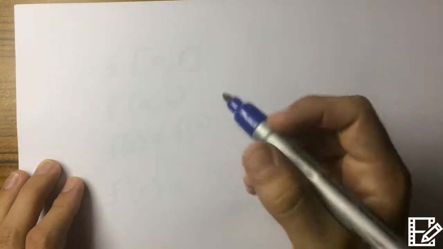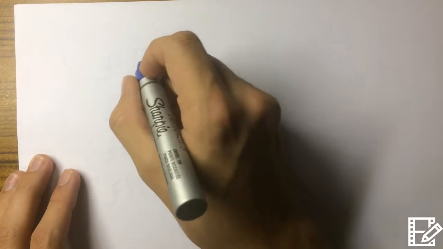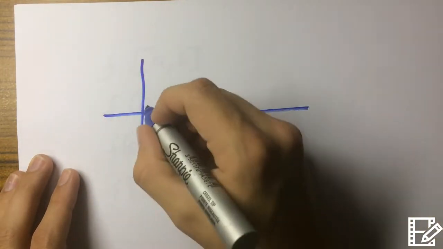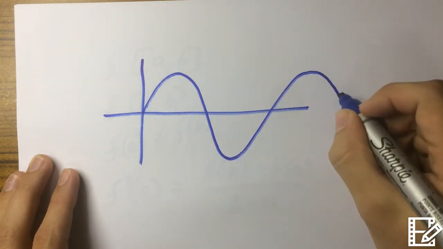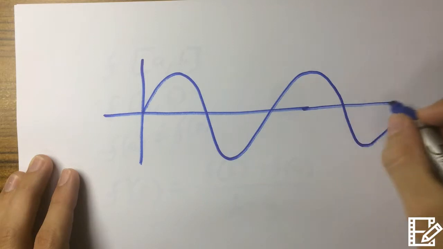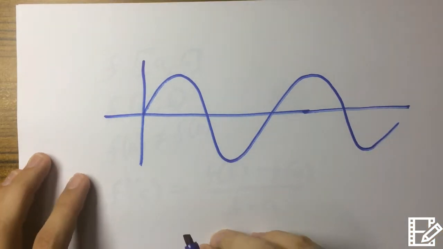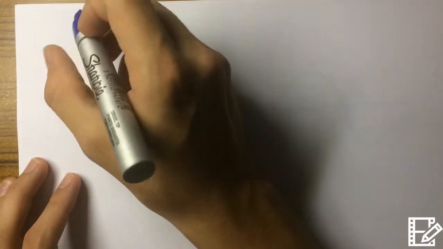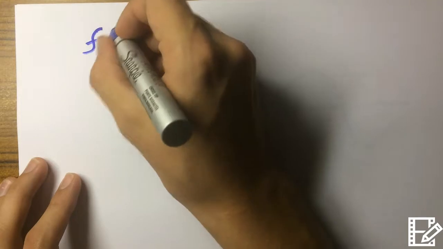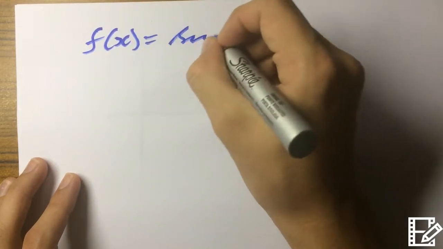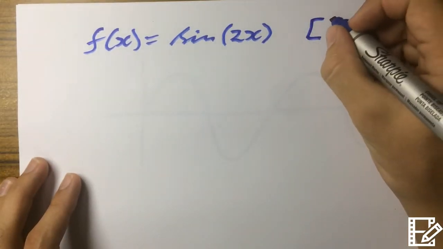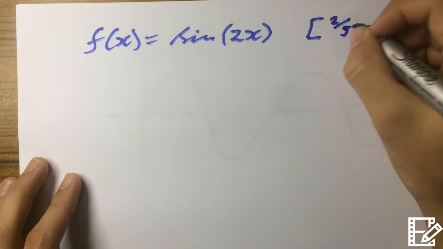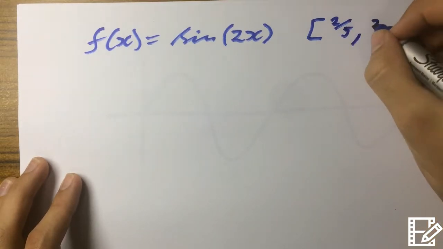Okay, so hopefully you all know what a sine function is, but I'll draw it anyway. A sine function basically comes up, goes down, comes up again, goes down again, and goes on forever. But we don't want to go on forever. What we're looking at is the function of sine 2x within the domain of 2 over 5 and 3.